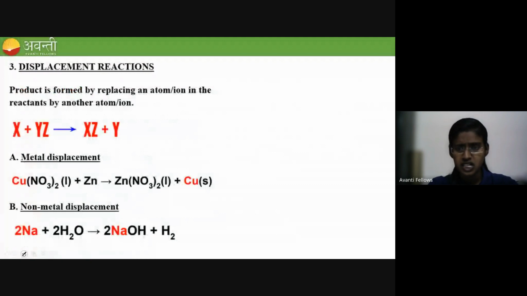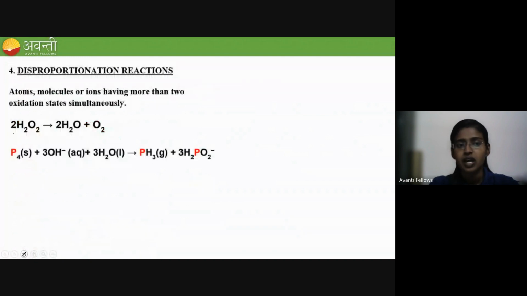And this is the displacement. In the competitive electron transfer concept, we have discussed this, no? So this is the metal displacement and non-metal displacement concept. Both are redox reactions only. And the last reaction is disproportionation reaction. Okay, what is disproportionation?